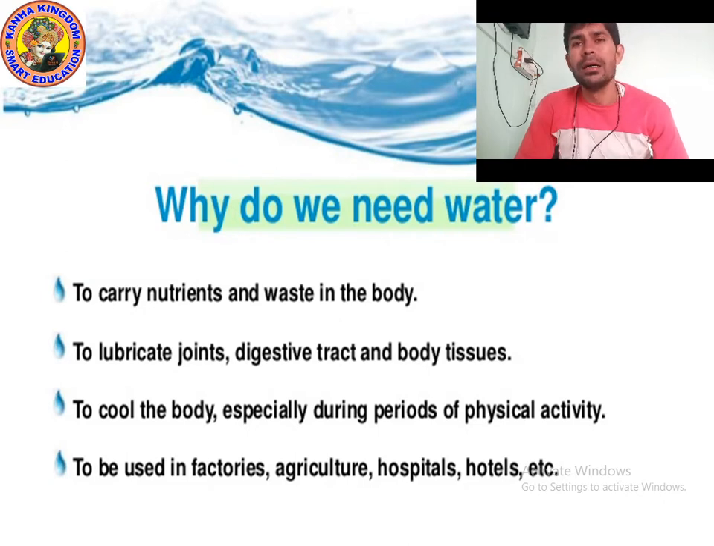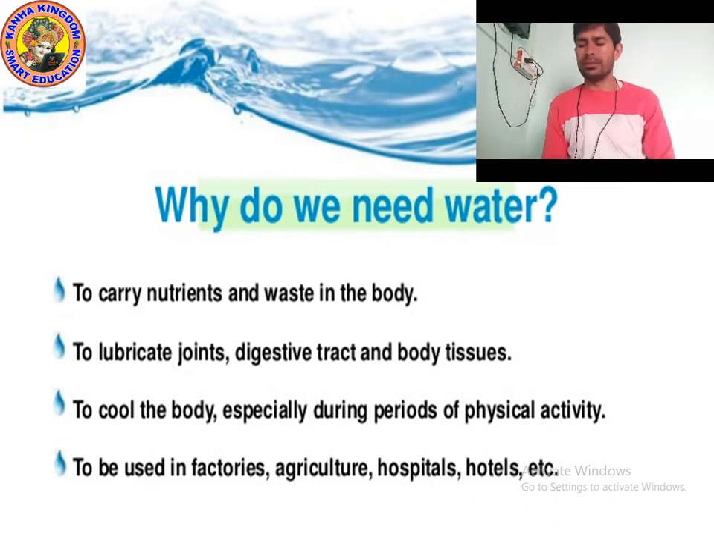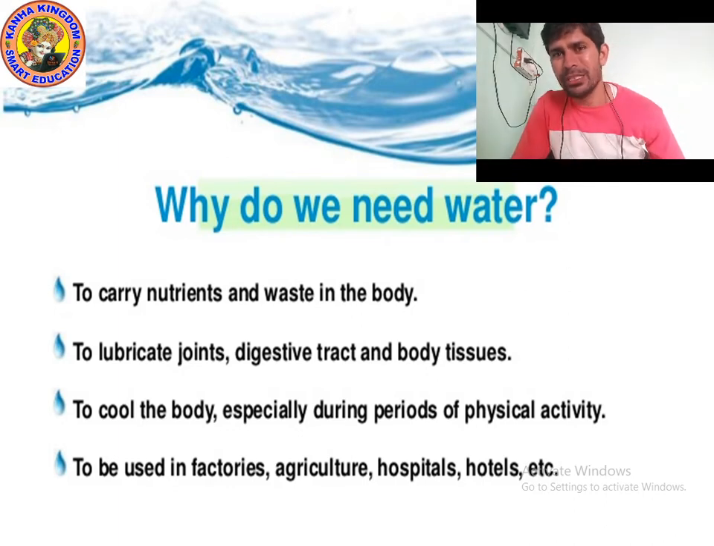Next point is that water is used in factories, agriculture, hospitals, and hotels. It is used in factories to make many things like cement and chemicals. To make them we need water, and it is also needed in agriculture. Without water crops cannot be grown.